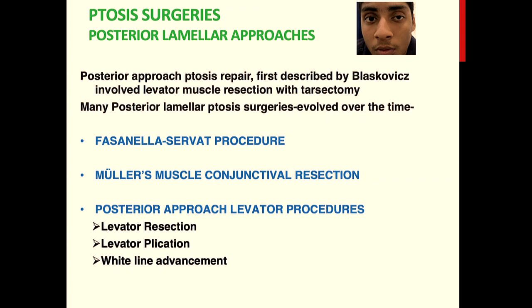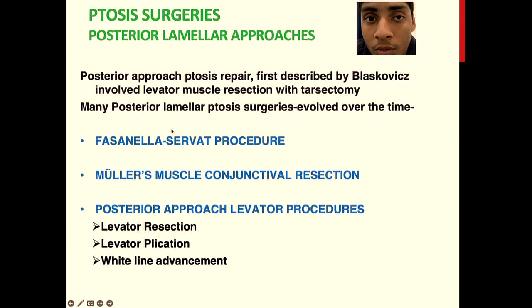Posterior approach ptosis repair was described long back by Blaskowitz, probably in 1931. And what he did was levator muscle resection along with tarsectomy. Later on, many modifications came over time. There are three sets of established posterior approach ptosis surgery. One is Fasanella-Servat procedure. The second, which is the most commonly done surgery, is MMCR or Muller's muscle conjunctival resection. Then there are posterior approach levator procedures like levator resection from posterior or conjunctival approach, levator plication, and white line advancement from posterior approach.